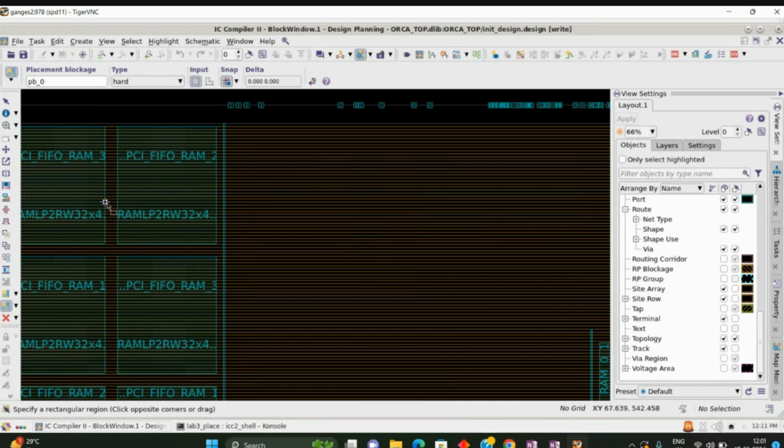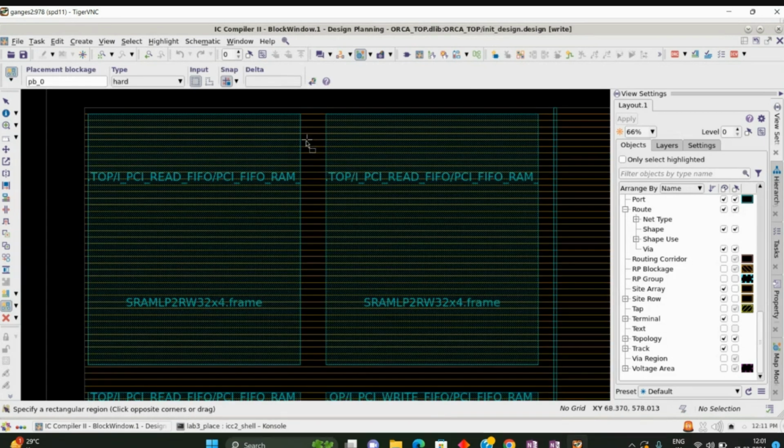Okay. I'm pressing Z, I'm zooming into this area. I told you that while you are doing the macro placement itself, you can create the placement blockages and all. So here you can create. Okay, so like this you can create.